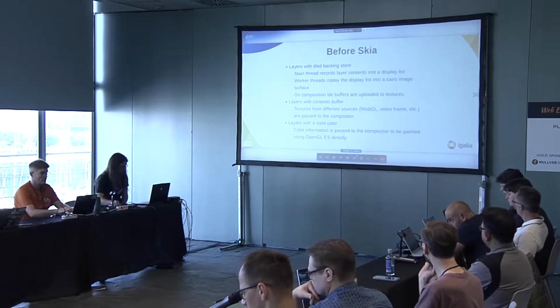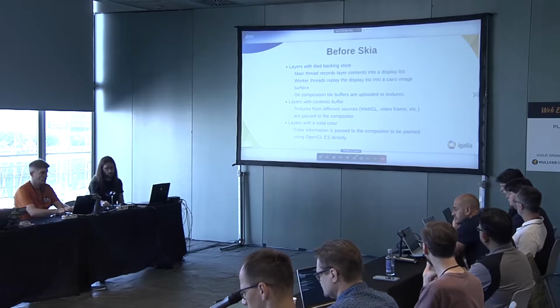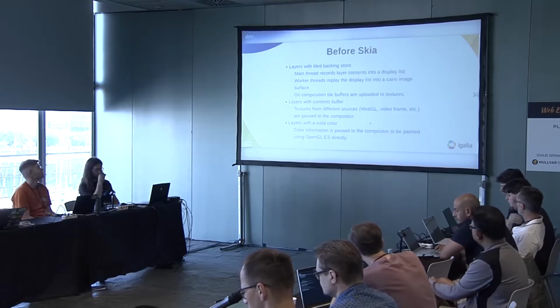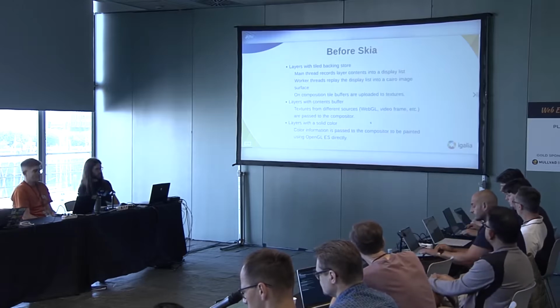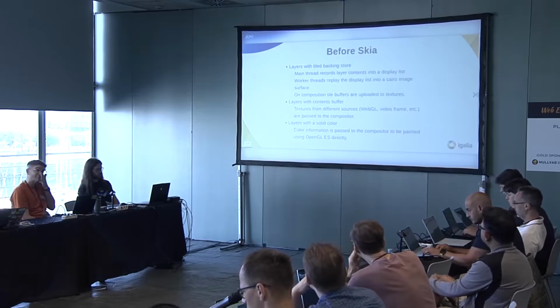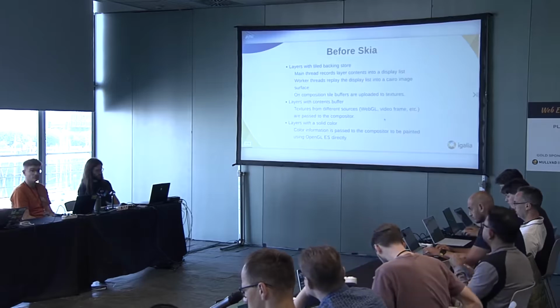For layers with content buffers, we already have textures that come from different sources like WebGL and video frames, and those are simply passed directly to the compositor to be composited there. And in the case of solid color, this is simpler because we just pass the color to the compositor, and the compositor paints that color directly with OpenGL ES.